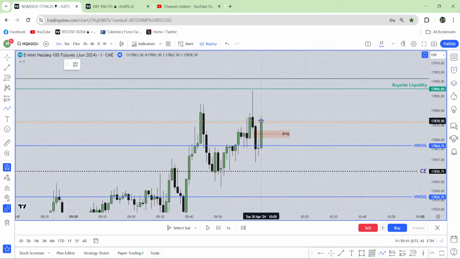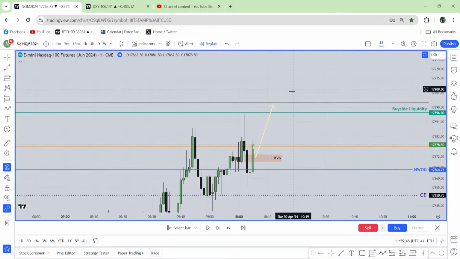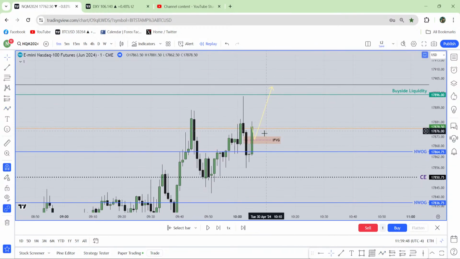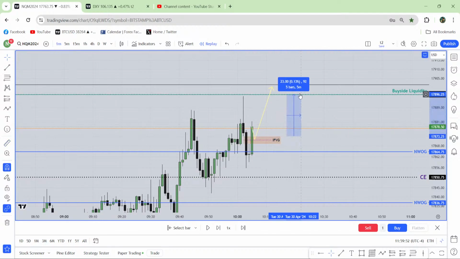What should my expectation be? Market will tap to this inversion fair value gap. It will take this buy side liquidity. Am I going to hold it until this area? No, I'm not going to do that. I'm just going to take this small run. So from here to here, 23 handles. I'll just take these 23 handles.